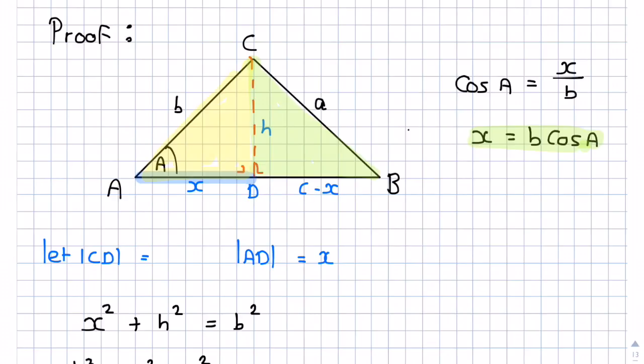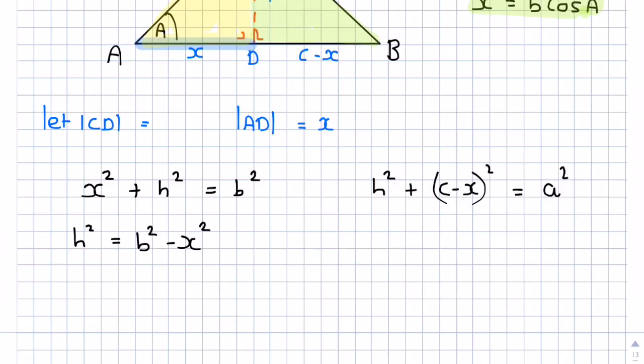Okay, looking at the triangle on the right, we have the two smaller sides squared, so we have H squared plus C minus X in a bracket, all squared, is equal to A squared. So once again, let's isolate the H squared. H squared is equal to A squared minus, in a bracket, C minus X squared. So H squared is equal to A squared minus (C minus X) squared.